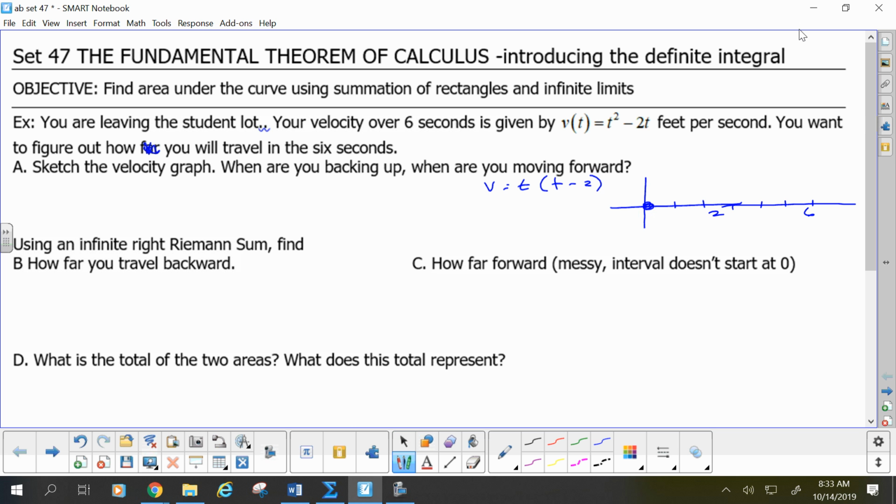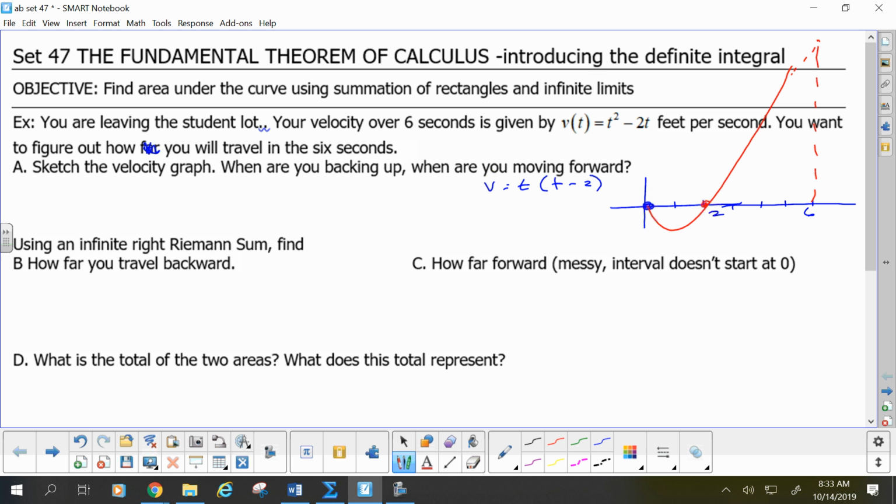All right, so what do you know? What's the shape? What do you know about the graph? Parabola, zero is at 0, 2, opening up or down? All right, so something like this, yeah? Not drawn very well.